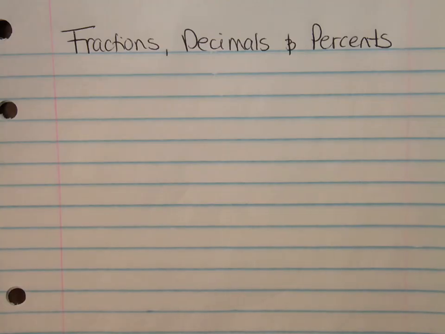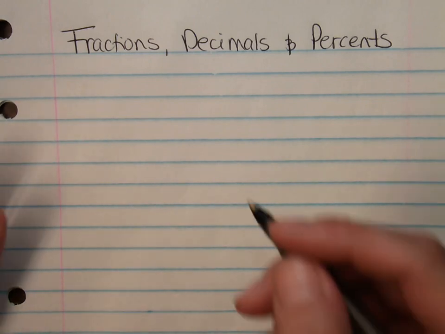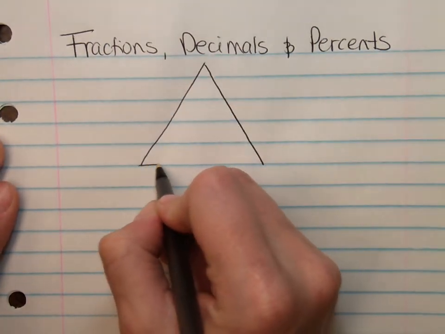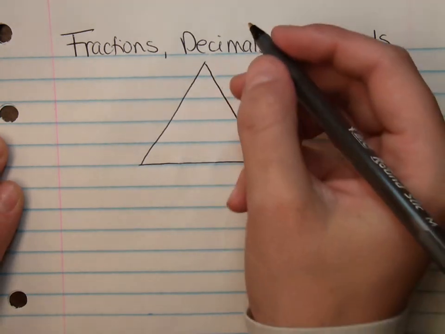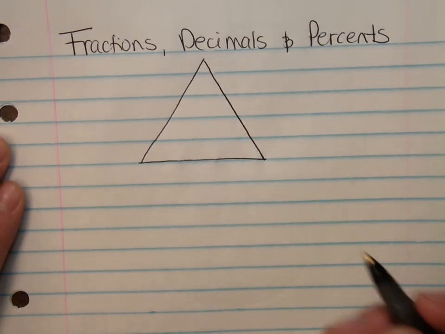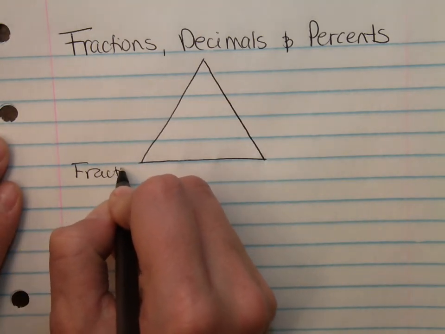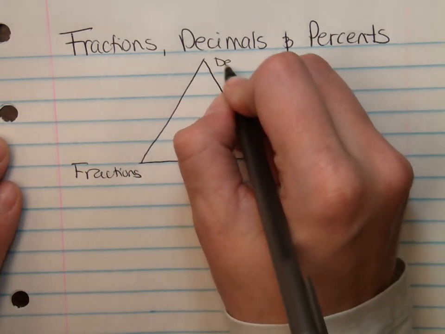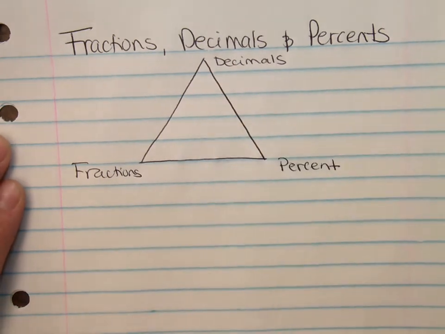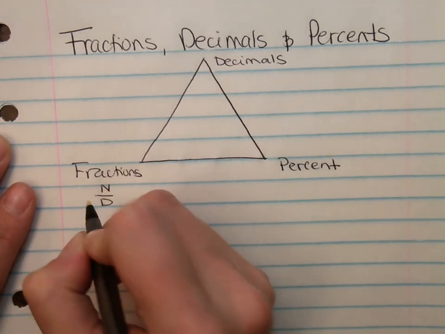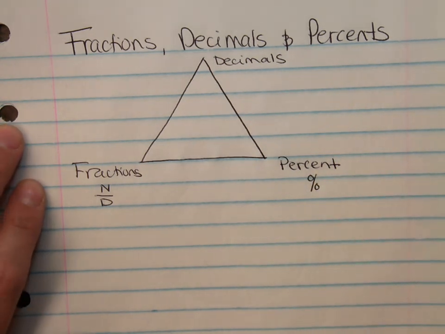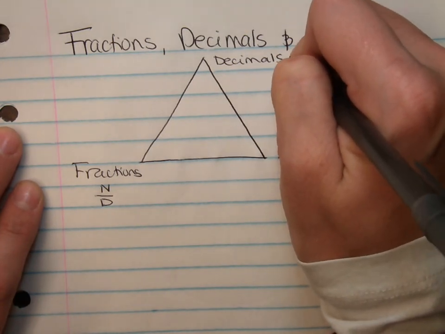Alright, today we're going to talk about and review how to change fractions, decimals, and percents with each other. One thing that you might have seen in elementary school was the triangle. And we have fractions, percents, and decimals. We have the numerator over the denominator. We have the percent. And we have a decimal, which is an example of 0.2.